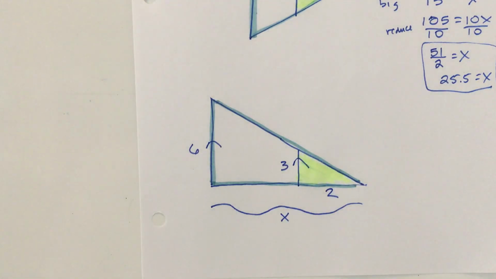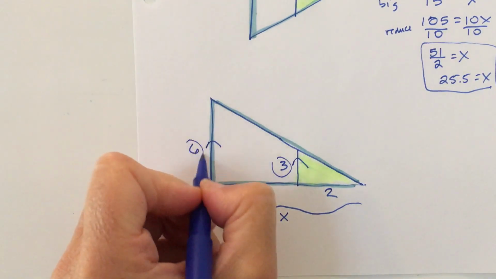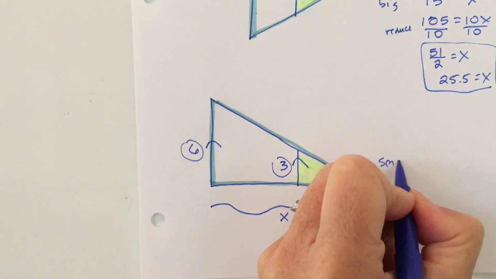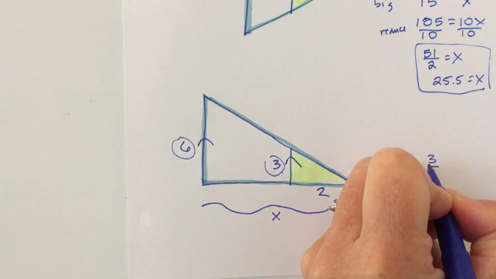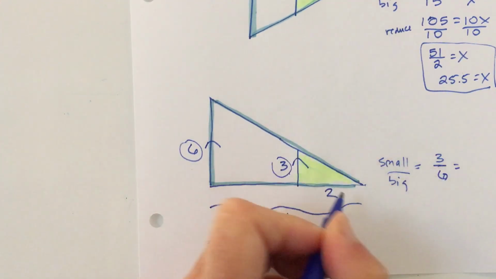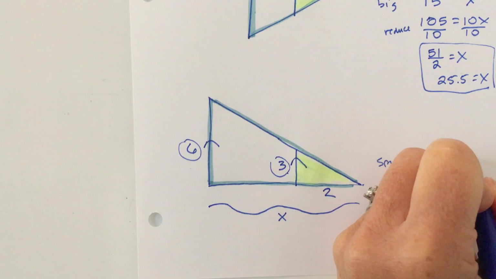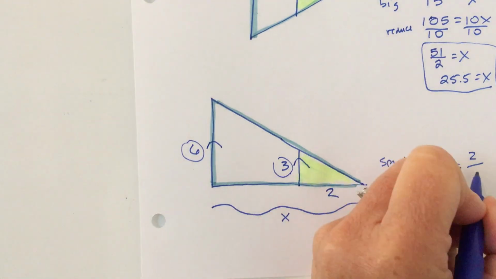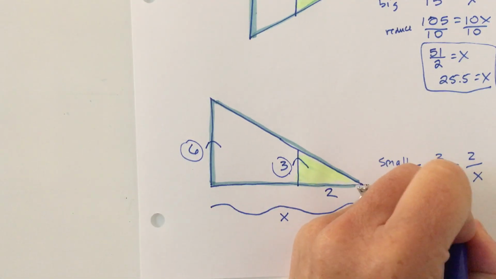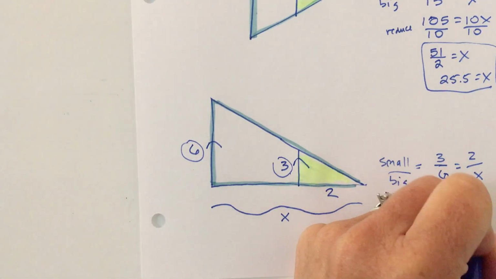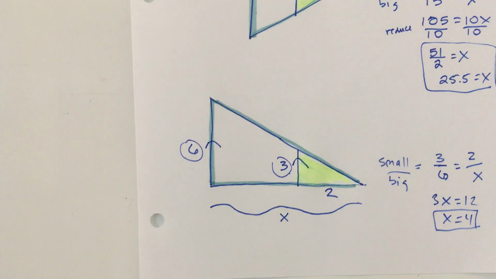I'm sure you can tell that this 3 and this 6 are both the bottoms of the triangle, so those definitely match up, small, big. So this little small guy 3 matches up with that big guy 6. And then this 2, that's part of the small triangle, and then this big thing, that's part of x. So then you get 3x equals 12, x equals 4. So it's a little harder because the shapes are connected, but if you follow the patterns, it should be fine.